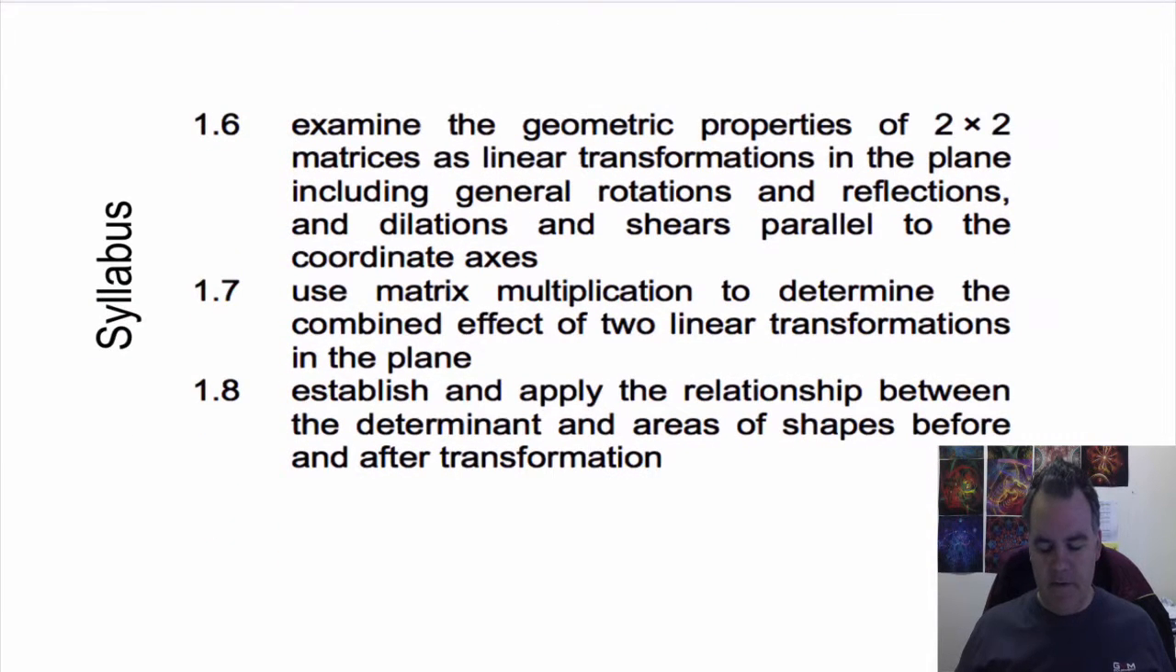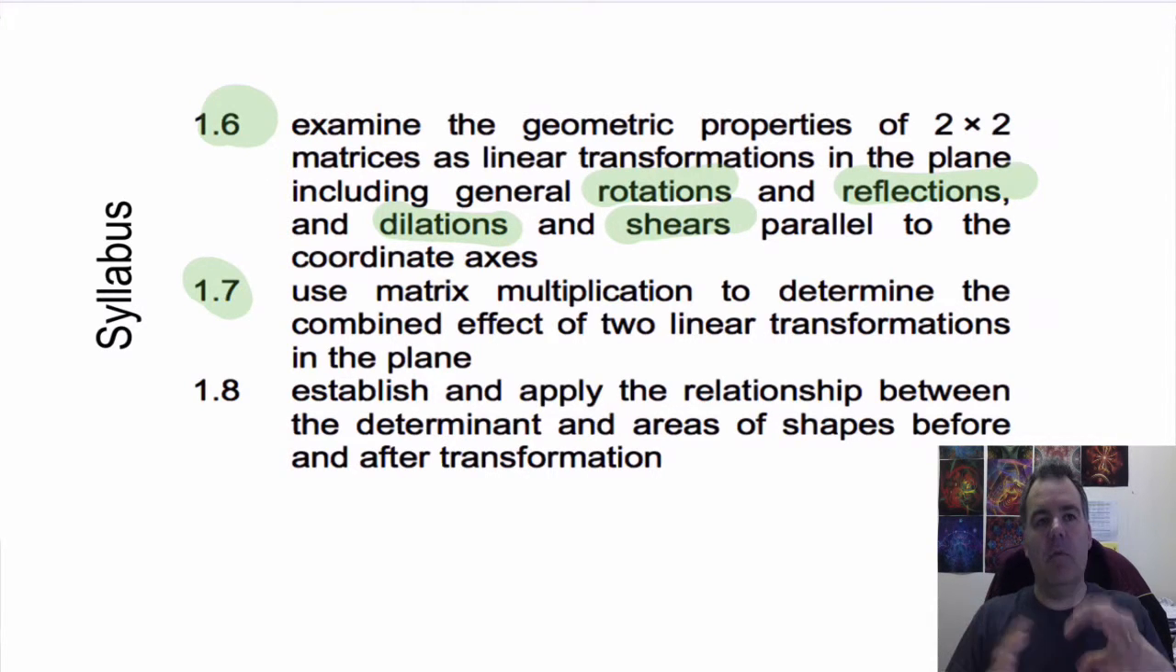The syllabus says we've got to examine the properties of 2 by 2 matrices as linear transformations in the plane, including rotations, reflections, dilations, and shears parallel to the coordinate axes. So we're going through that, the matrices that cause those things to happen. Use matrix multiplication to determine the combined effect of 2 linear transformations. So for example, a rotation followed by an enlargement, and what would the matrix be that causes that to happen? Just the one matrix.